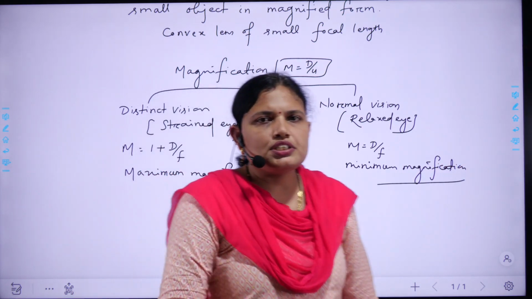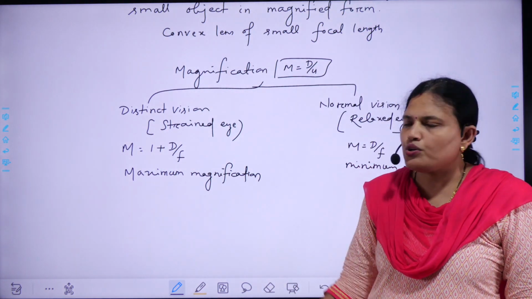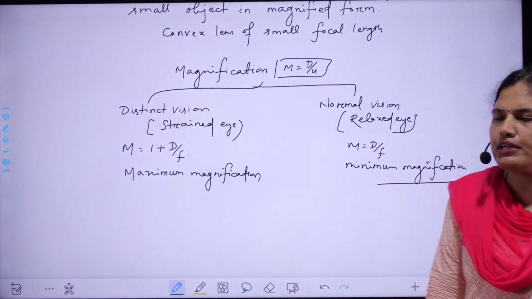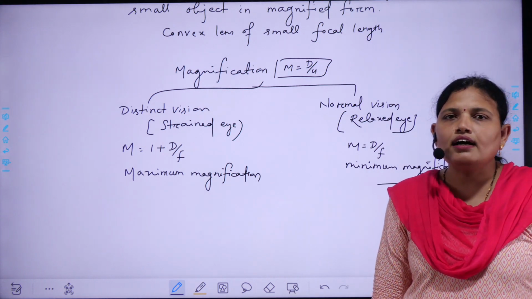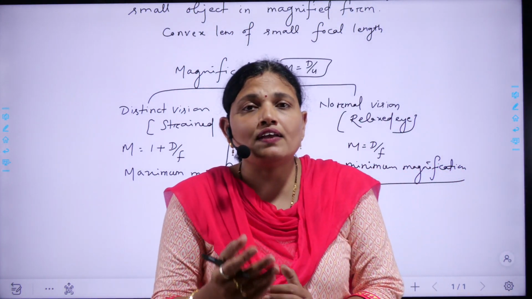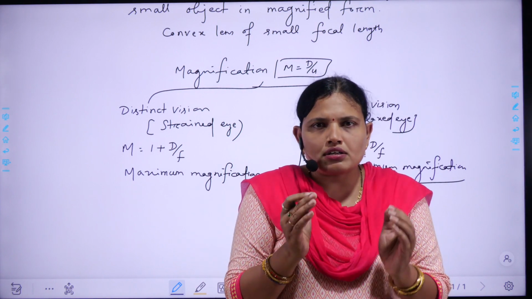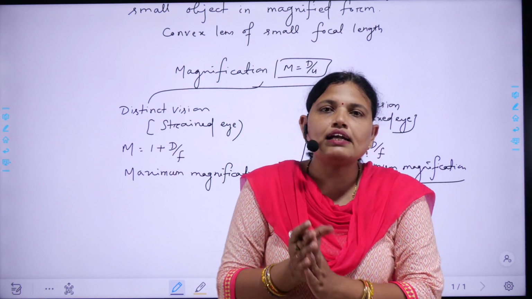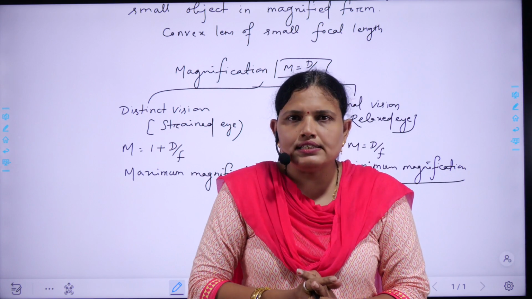Okay. So this is all about the simple microscope. The magnifying power of the simple microscope: for the distinct vision it is 1 plus d by f, and for the normal vision it is d by f, where d is the least distance of distinct vision. Based upon this concept, in the next class we will go to the compound microscope and we will use the formulas 1 plus d by f and d by f directly in the compound microscope. Okay? So go through the video in detail. Thank you.